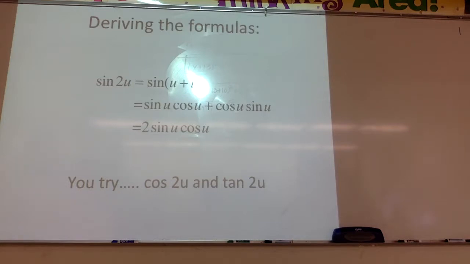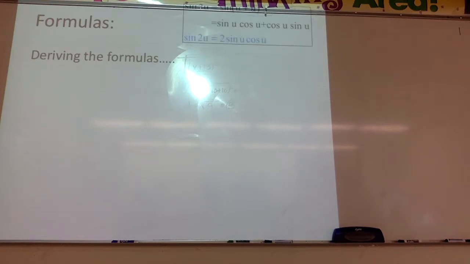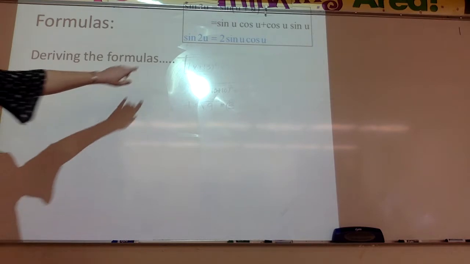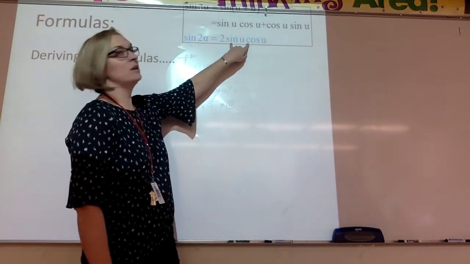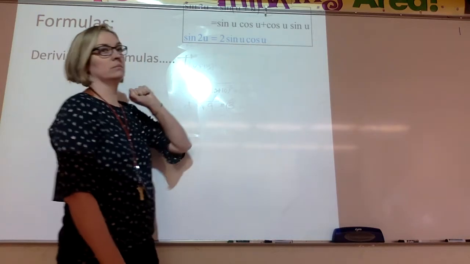Okay, so we could do the same thing with cosine of 2u and tangent of 2u. For the sake of time, and the fact that we are at the end of the course, you can pause this and try to do it on your own. Okay, so the first formula that we have, which you can't see very well, is that the sine of 2u is going to be 2 sine u cosine u.